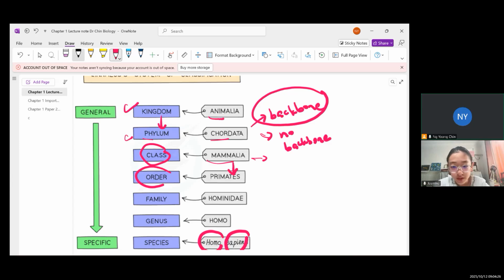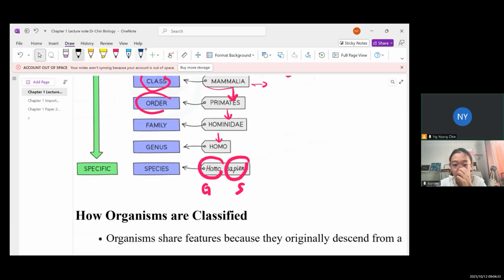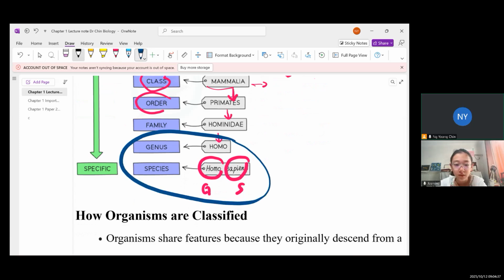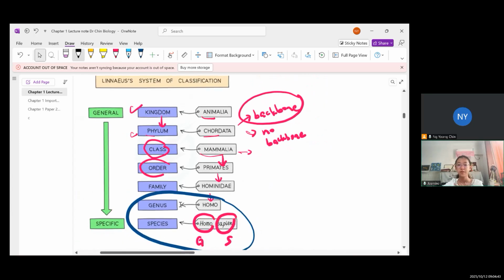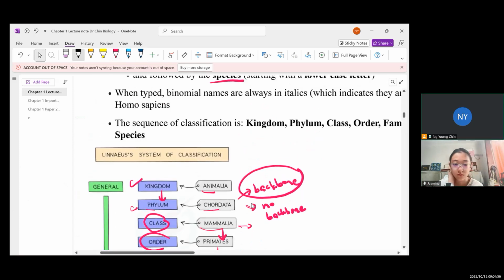Yeah. And then if we further classify now, it becomes Hominidae, and then at the end it becomes Homo. So for exam purposes, you just need to remember these two things only, okay? Genus and species, because they will only ask about these two terms. Okay. Yeah, so you can see the classifications, from the broad term, which is a general one, and then you further classify, further narrow down, to become a specific name. Become their specific scientific name. Yeah, that's all for the classifications.